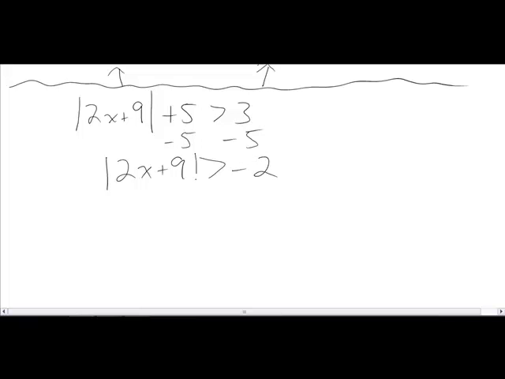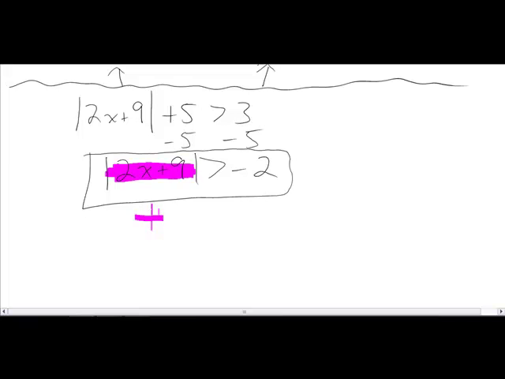Now think about what this statement is saying. When we were doing the less than symbol, this meant we did not have a solution, because you can never have an absolute value that's smaller than a negative number. Well, think about what it means now. Whatever 2x plus 9 turns out to be, we're going to take the absolute value of that, and so that is automatically going to be a positive number.